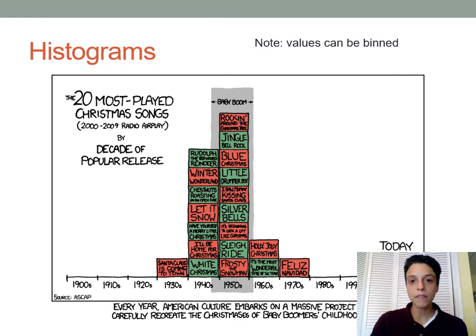And as you can see here, some of the values can be binned, just like in a group frequency distribution. So any song released in the 1940s is in that 1940s column. Any song released in the 1950s is in that 1950s column.